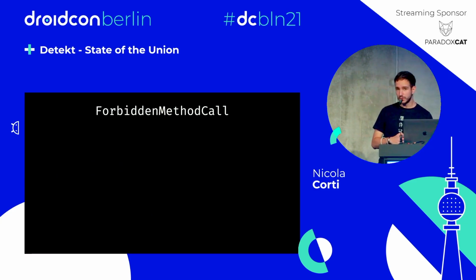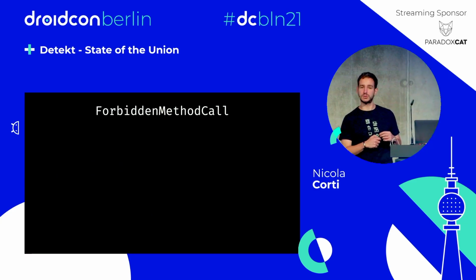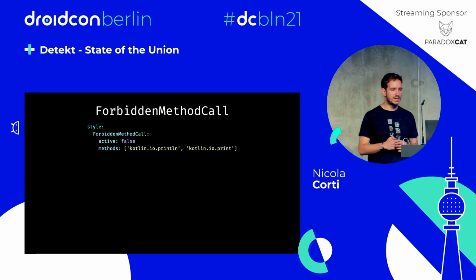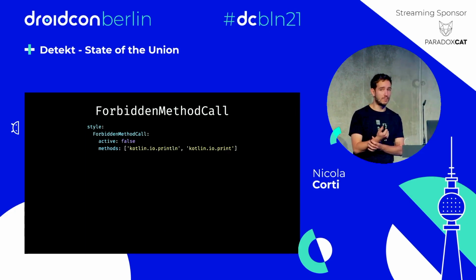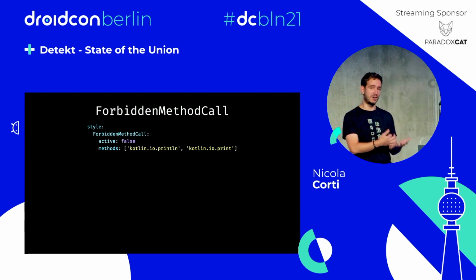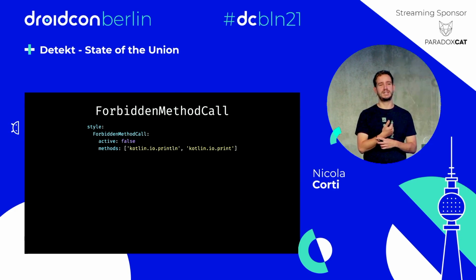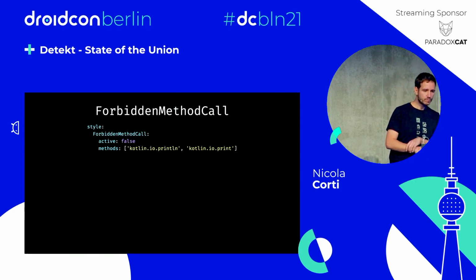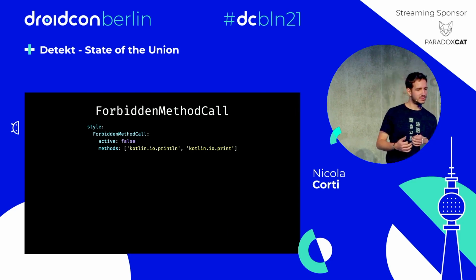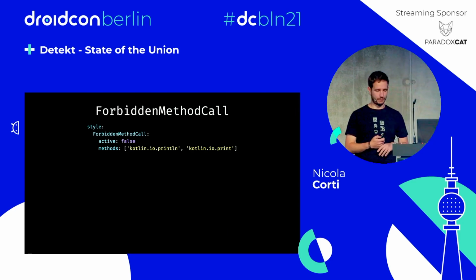So we have another rule. It's called forbidden method call. This is a rule that is disabled by default. As I said before, we don't enable all of them. And this is one of the rules that we intentionally disable. In this case, for example, if you see the config file, you will find that this has active false. And there is a list of methods, println and print.